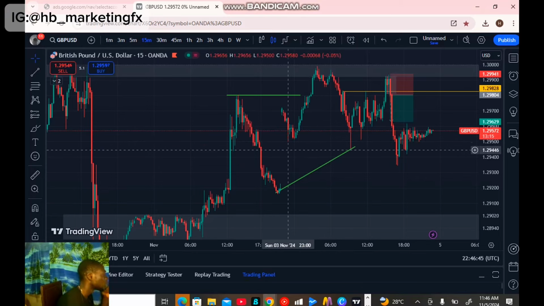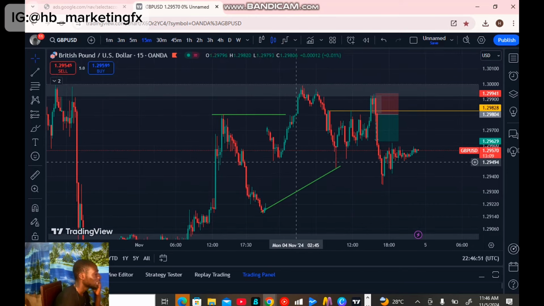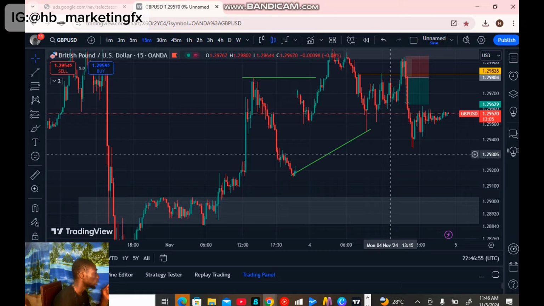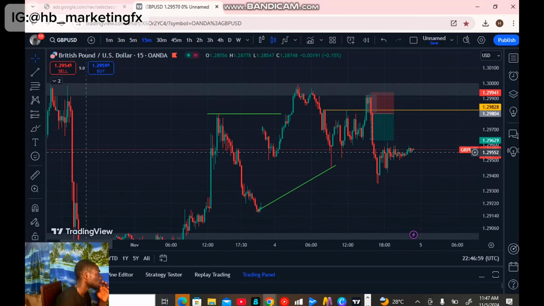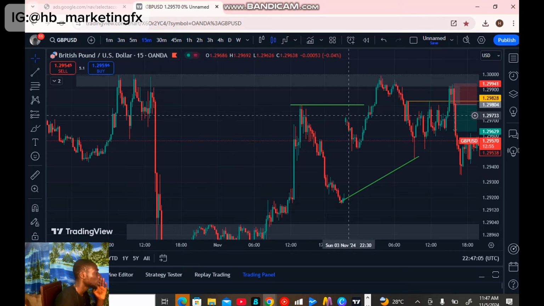So guys, this is my 15-minute chart. This was the move that happened on Friday, which is NFP. So the market is wanting to create liquidity. Market is building up liquidity for now. How I was able to catch this setup is that the market came back to this resistance and held it, then swept out this high.